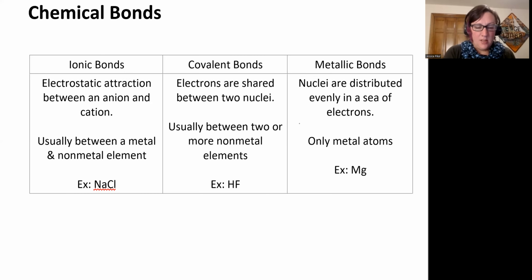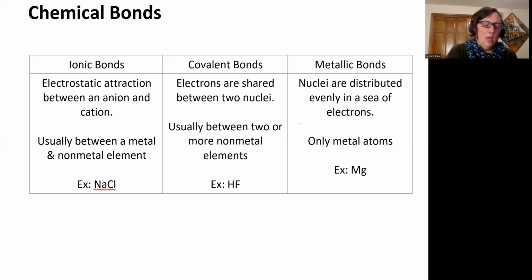So ionic bonds are, and this is kind of like a big pile of words, electrostatic attraction between anion and cation. That just means it is an attraction between opposite charges. So there's a fundamental law of nature that we focus on in chemistry, called Coulomb's law, that describes the force of attraction between opposite charges, or the force of repulsion between like charges.